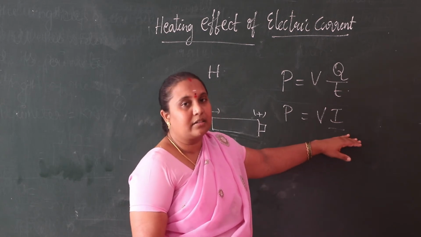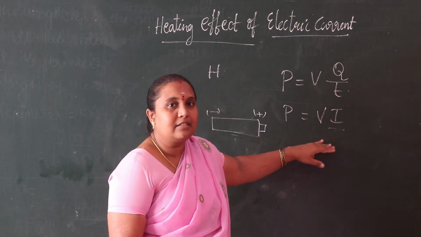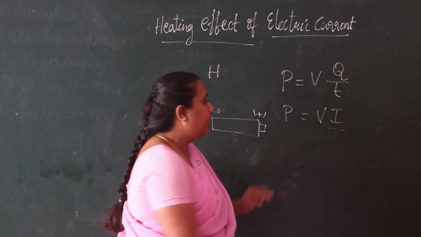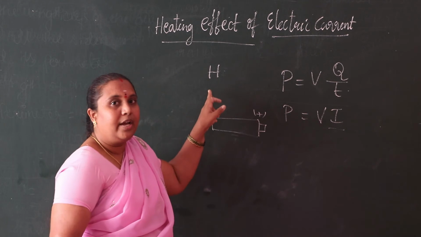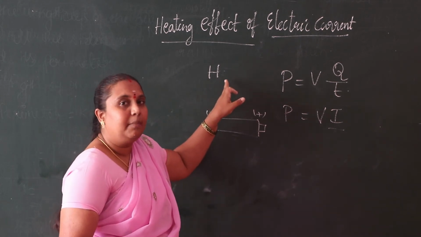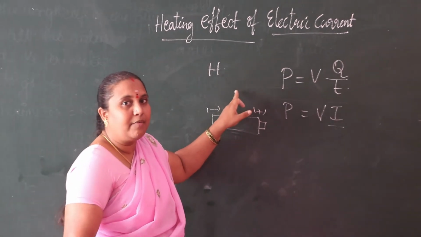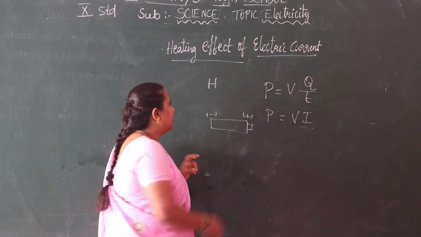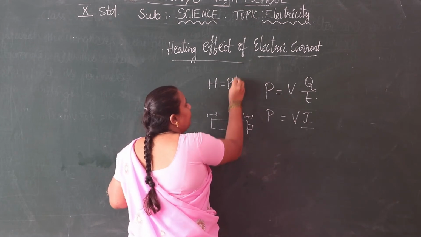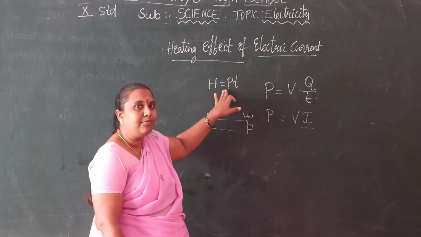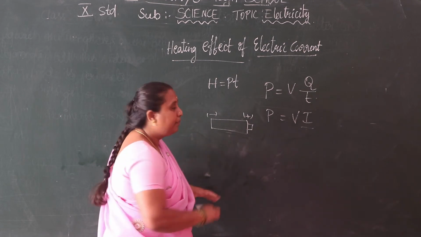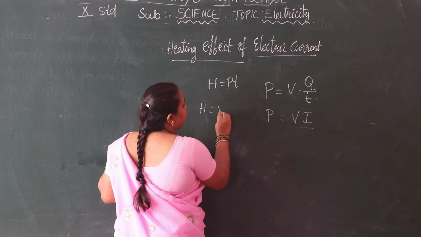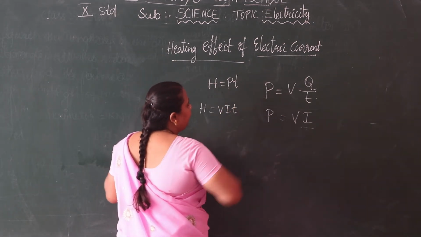Here we are calculating power, that is electric heat. We can say H is the product of electric power into time taken. That is, H equals P into time taken. So we can say H equals power into time taken, that is, H equals VIT.